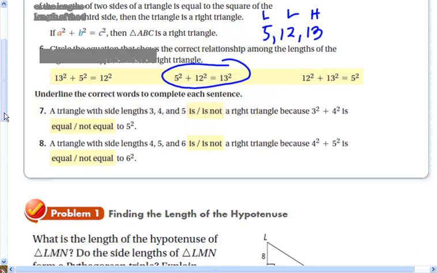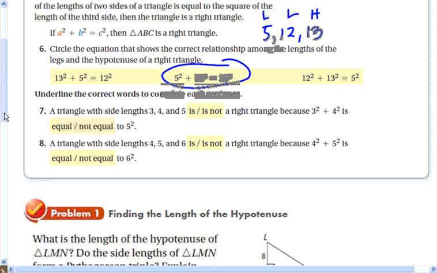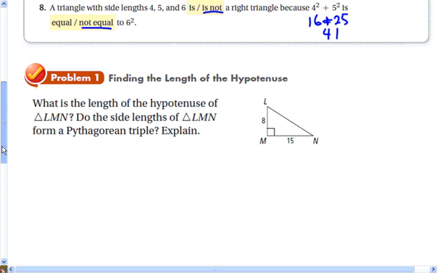All right, underline the correct words to complete each sentence. A triangle with side lengths 3, 4, and 5 is a right triangle because 3 squared plus 4 squared is equal to 5 squared. A triangle with side lengths 4, 5, and 6 is not a right triangle because 4 squared, which is 16, plus 5 squared, that's 25, is not equal to 6 squared, which is 36. So those are the ideas we're going to use.